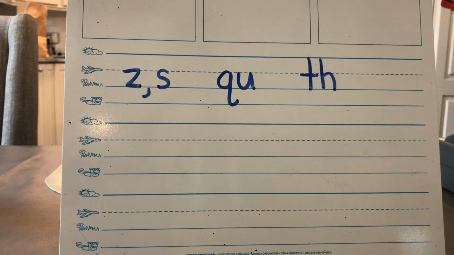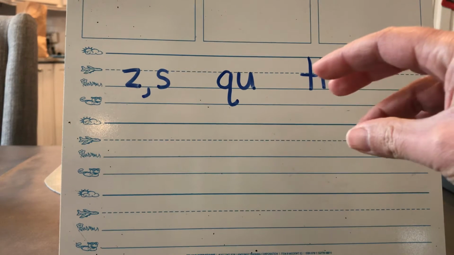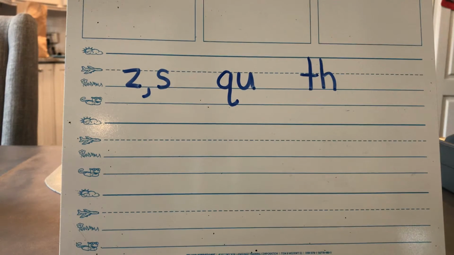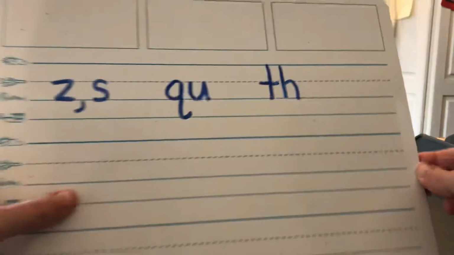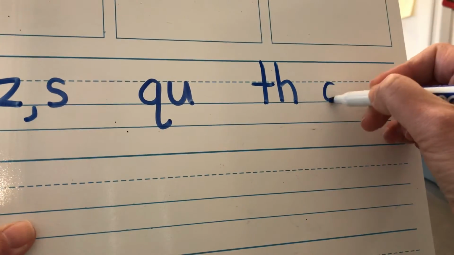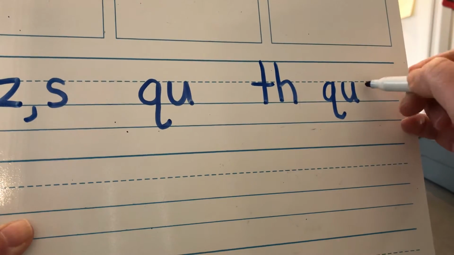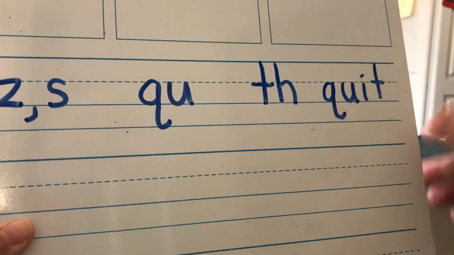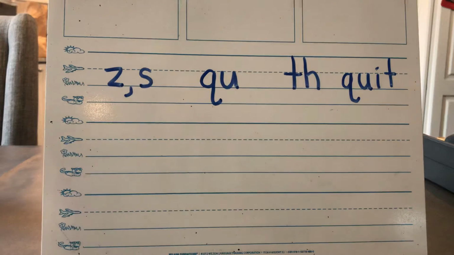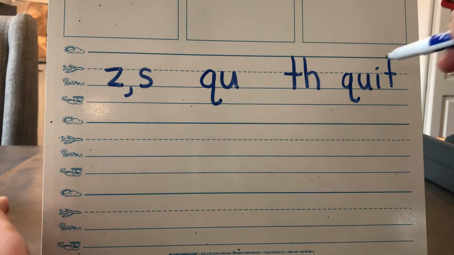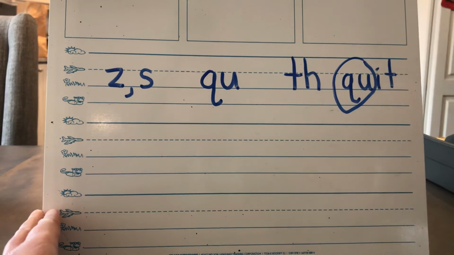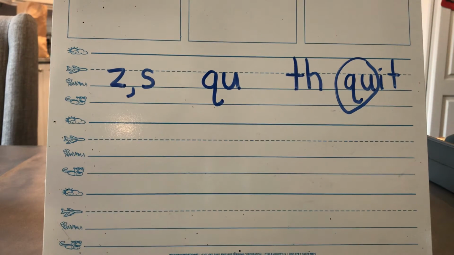So here's a review word. Quit. Let's tap it. Elbows up. Let's tap. It. Quit. How do you spell quit? I'm actually going to try to squeeze it in at the top. Quit is spelled Q-U-I-T. I can circle the Q-U to mark it. Q-U-I-T. I quit the game.